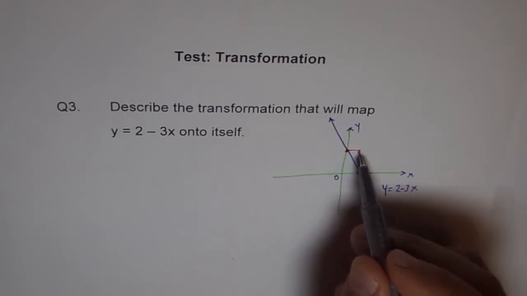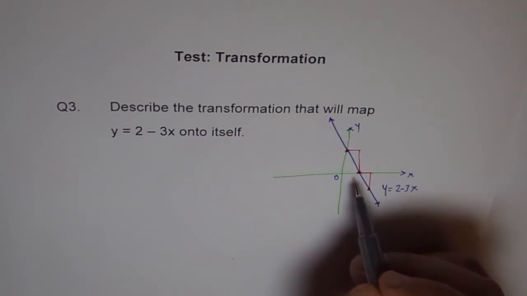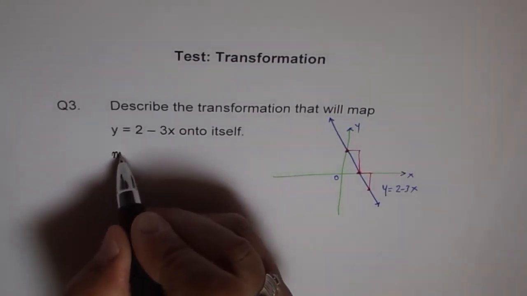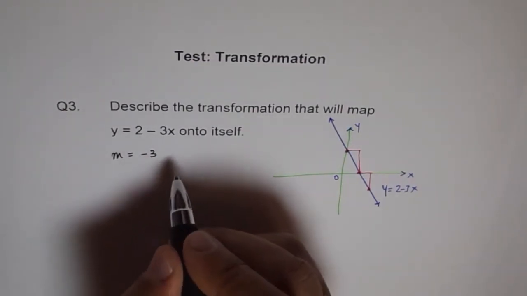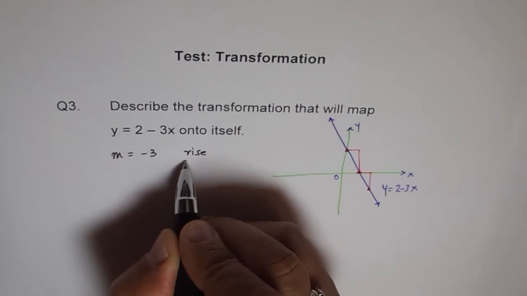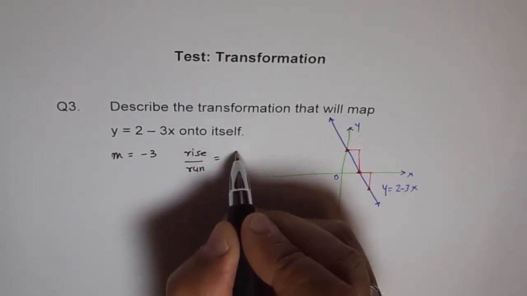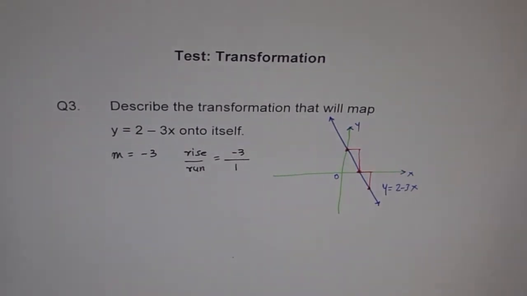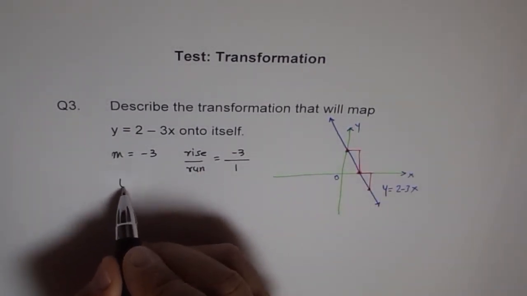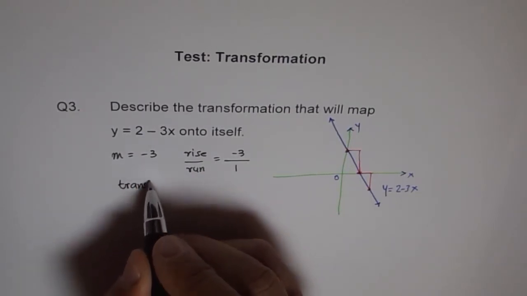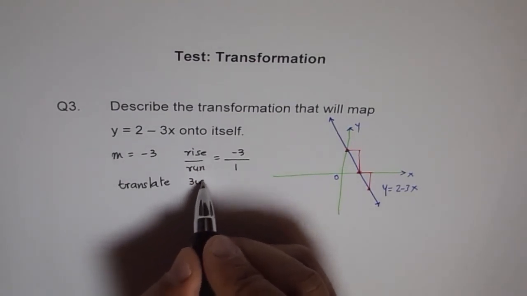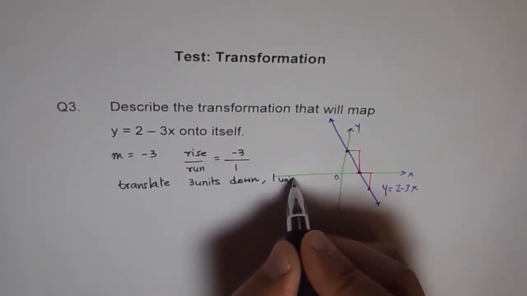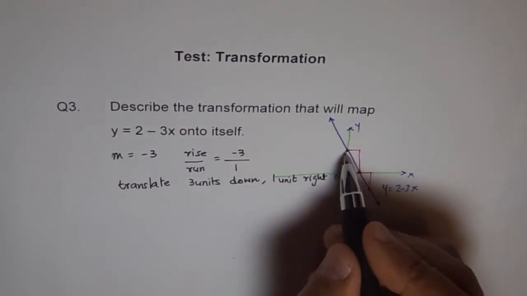This ratio, moving left or right and then up and down, is actually given by the slope, right? So think like this. My slope in this equation is minus 3. That means I have a rise over run, and if I do a rise of minus 3, that means down 3 units, and a run of right 1 unit, then I'm able to achieve this, right? So one of the transformations could be to translate 3 units down and 1 unit right. So that will give the point back to the line.